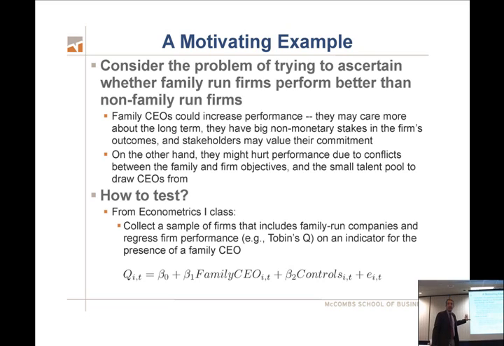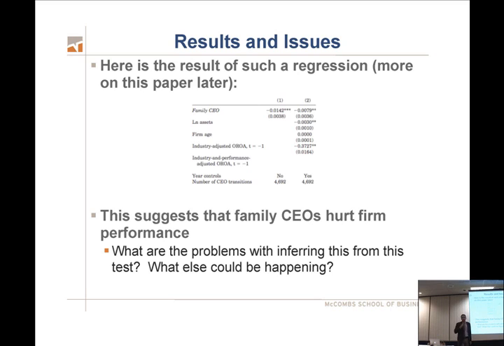You would put that on the left-hand side and you would regress that on some indicator for whether that company's CEO was a family CEO or not, right? And you would be looking at this beta coefficient, asking the question, if it's positive, it looks like family firms do better. If it's negative, it looks like family firms don't do as well. So that would be the basic setup, right?